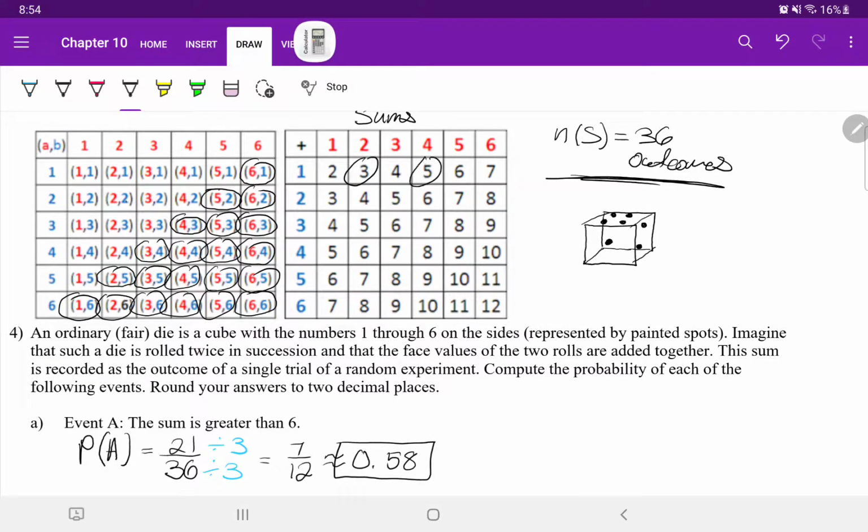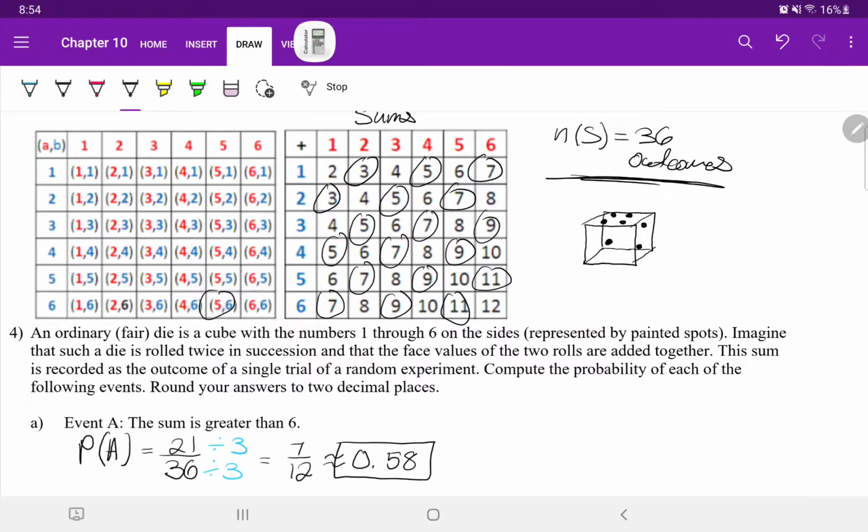3, 5, and 7. Highlight all the odd numbers, 3, 5, and 7. 5, 7, and 9. 7, 9, and 11.